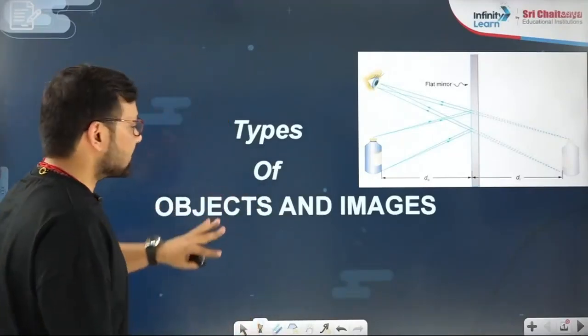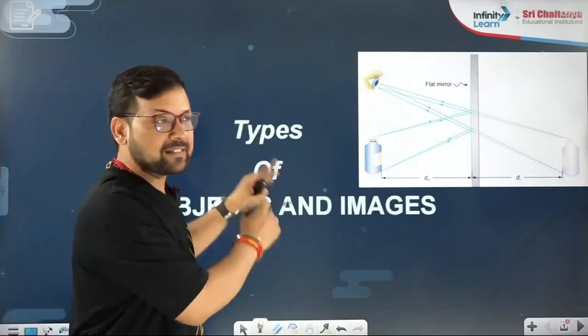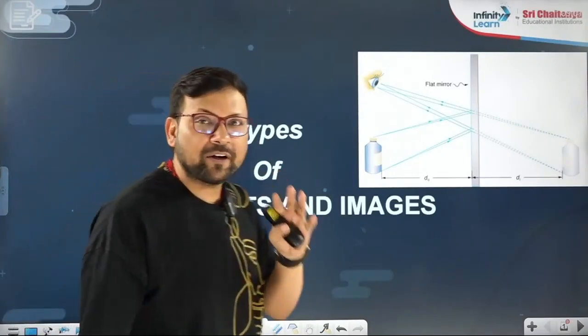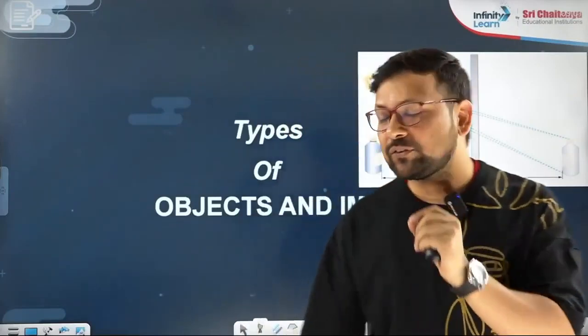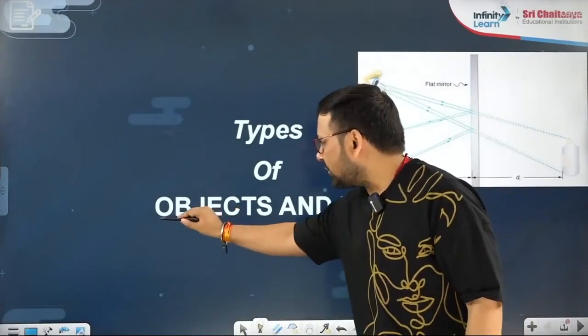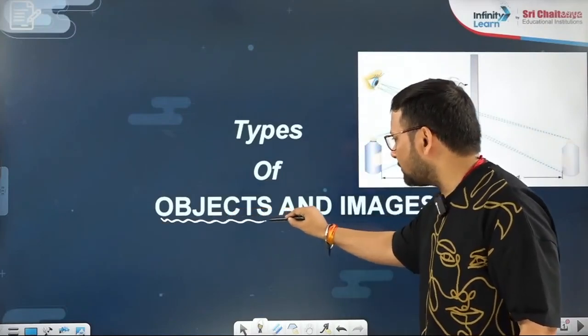So see this, ray optics. Focus on this. What is an object? What is an image? What is the fundamental of ray optics? What is the basics of ray optics? You have to decide this. So the first thing that comes into ray optics is objects.